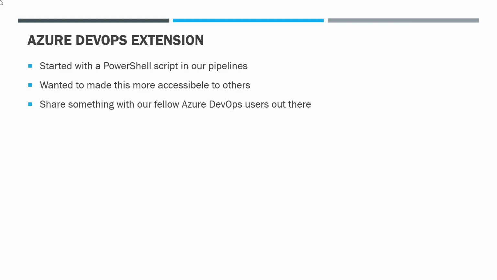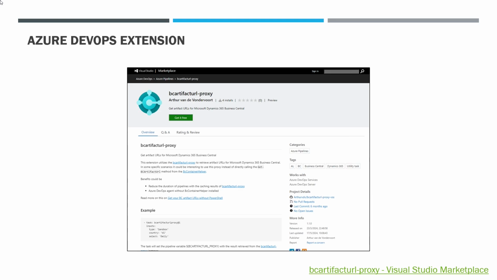But then I wanted to share something with the community because I thought I had a great idea, and I thought, why not share it with other fellow Azure DevOps users out there? That's quite easy to implement without having to write your own PowerShell. Maybe there are changes, and we can quite easily update if we find some new features or something. So that was the first start for me to create an Azure DevOps extension.